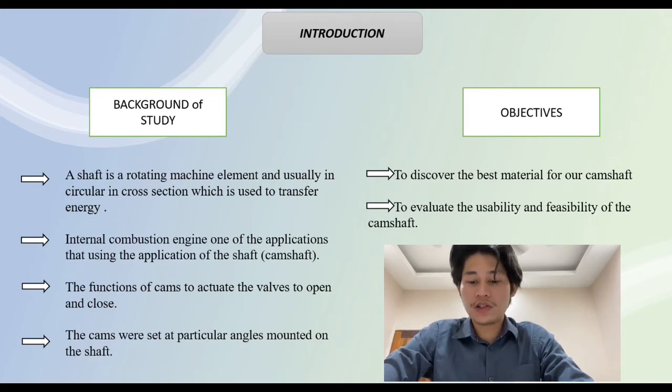One of the applications that use a shaft is the internal combustion engine, and we call it the camshaft. There are many cams mounted on the shaft, and the function is to actuate the valve to open and close for the internal combustion process of the engine. The cams are set at particular angles on the shaft so that the valves open and close in a prescribed sequence.